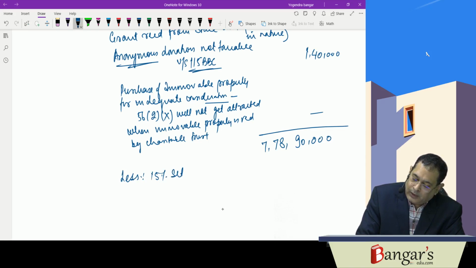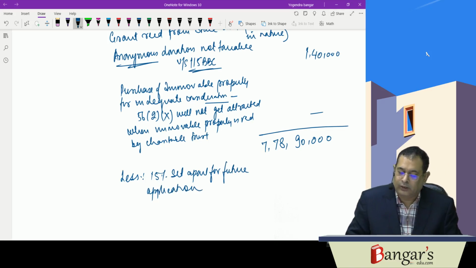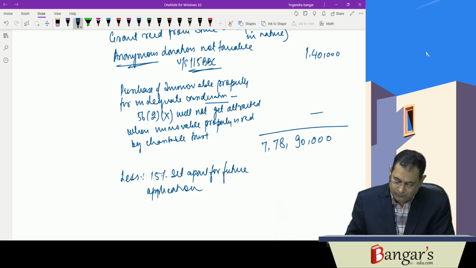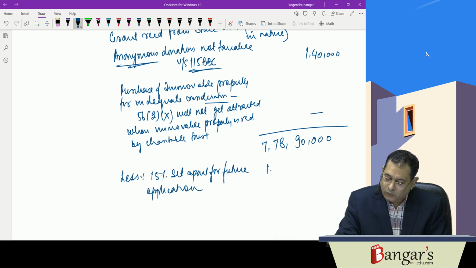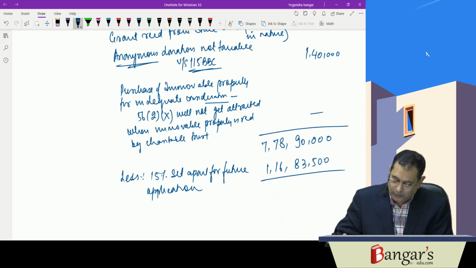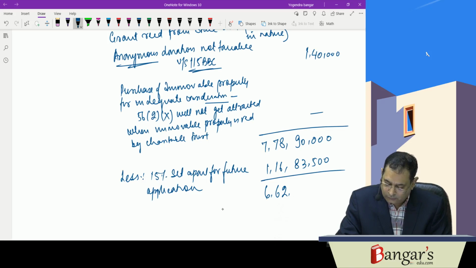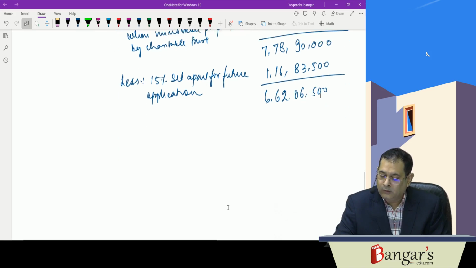15% set apart for future application. We can keep 15% set apart for future application. That is 1 crore 16 lakh 83,500. Remaining works out to be 6 crore 62 lakhs 6,500. Now less.